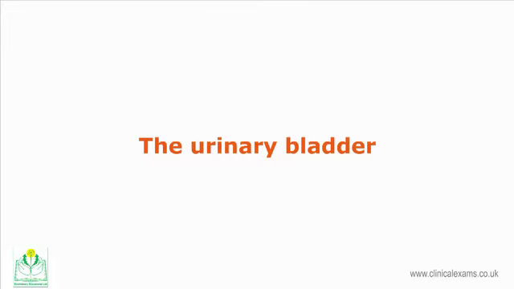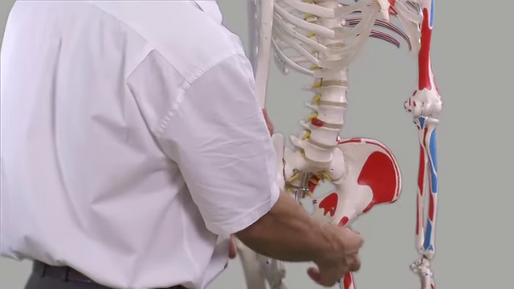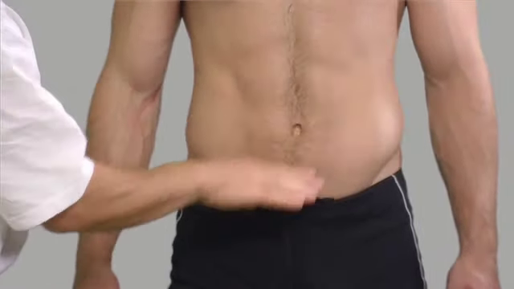The urinary bladder. This is not normally palpable unless significantly full. It is situated behind the symphysis pubis. When it is full, it may rise by 4 centimeters or more above the pubic rami.